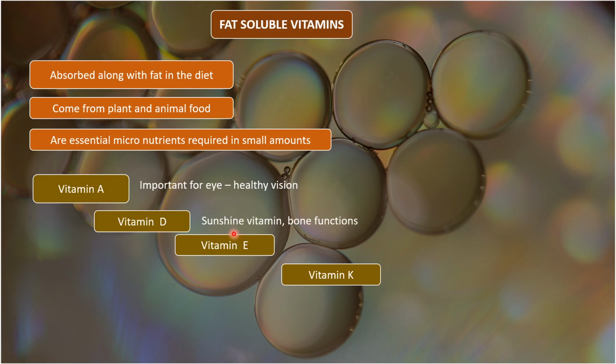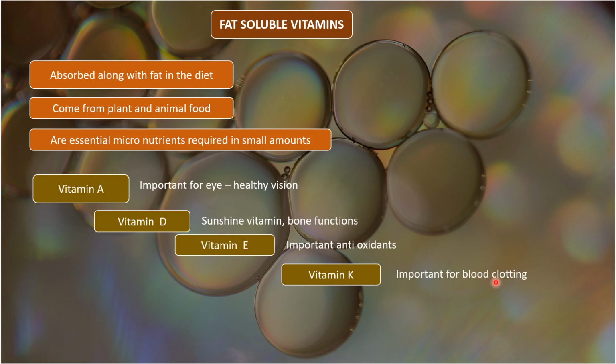Vitamin D is also called the sunshine vitamin because it is obtained from sunlight, and it is important for your bone functions. Vitamin E is a very important antioxidant. Now, an antioxidant is something that flushes out bad things from your body, so vitamin E is also important. And vitamin K is important for blood clotting.